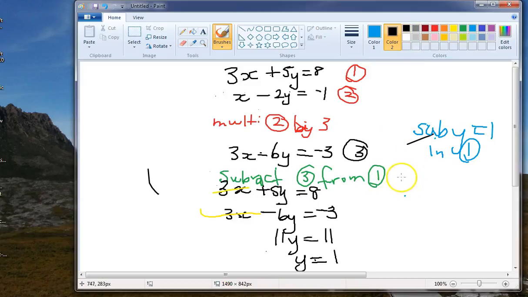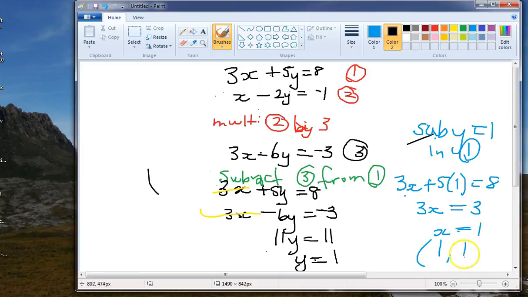3x plus 5 times 1 equals 8. 3x equals 3. 8 take away 3. X equals 1. So our answer is 1, 1.